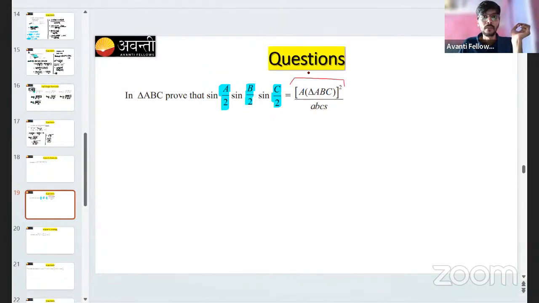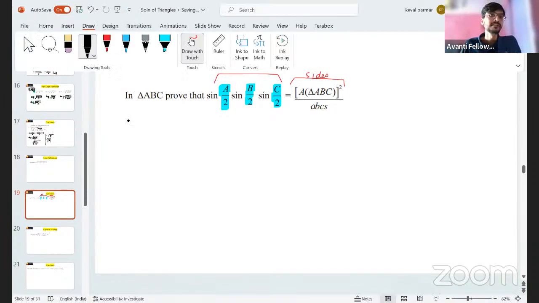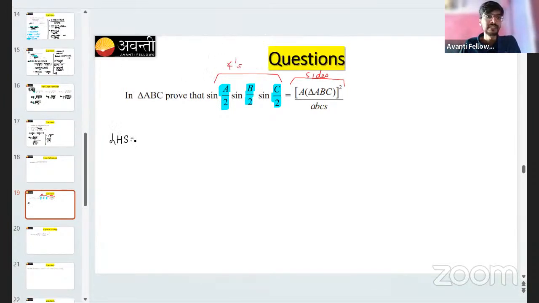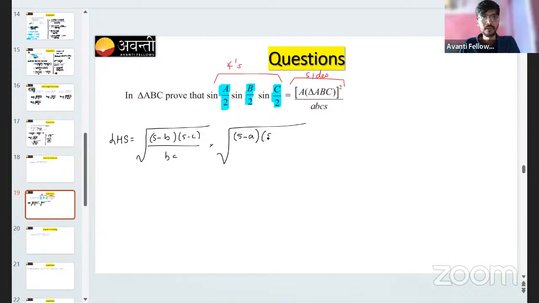In the RHS, sides, no angles. What is in the LHS? Angles. So that means I have to use the half angle formula. What is the half angle formula for sine? Let's look at it. LHS will be equal to sine A by 2. What was sine A by 2? Under root of S minus B into S minus C upon BC, into sine B by 2. What was that? Under root of S minus A into S minus C upon AC. And lastly, sine C by 2, what was that? Under root of S minus A into S minus B upon AB.